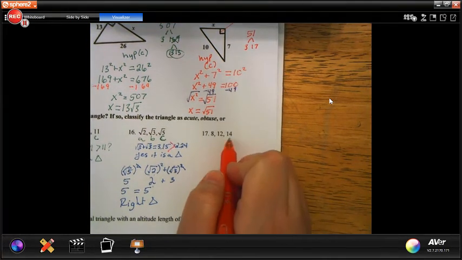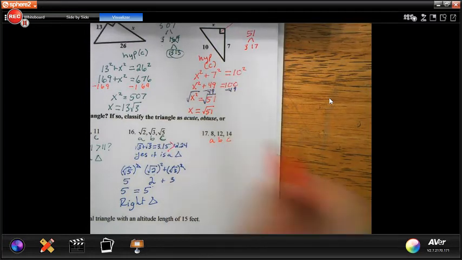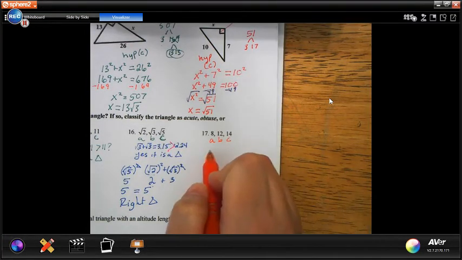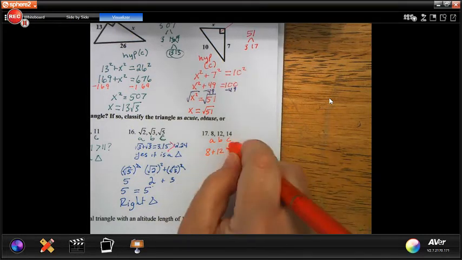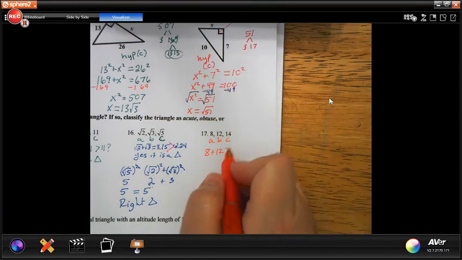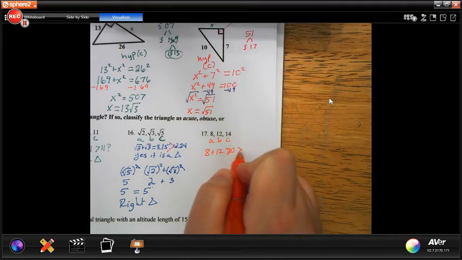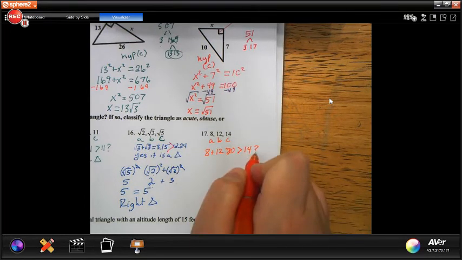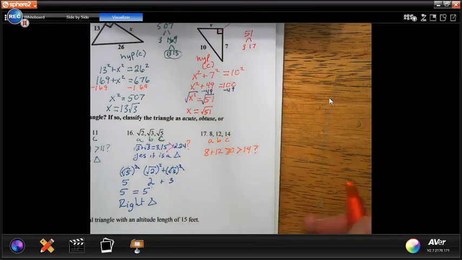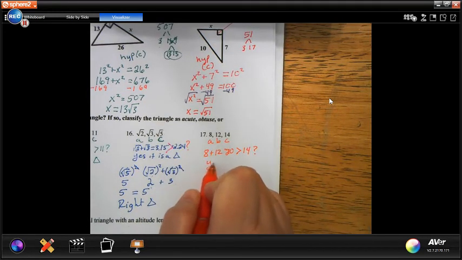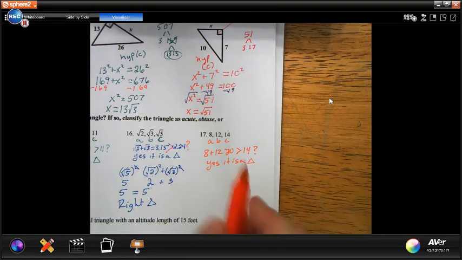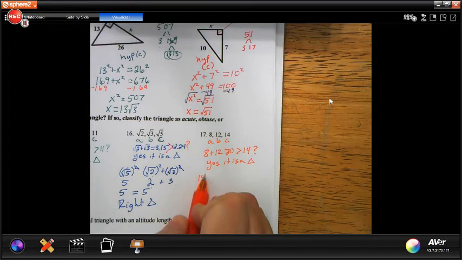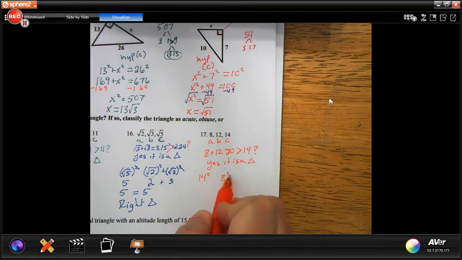Okay, C is the biggest number. A and B are the other two. Let's see, 8 plus 12 equals 20. Is that greater than 14? Yes, it is. So, yes, it is a triangle. Set it up. C goes first. You want to make sure to leave that blank.